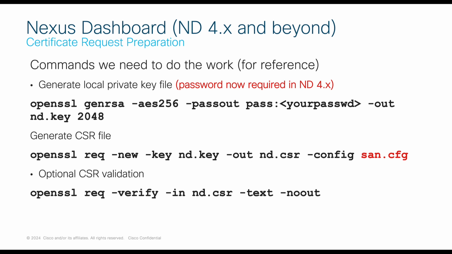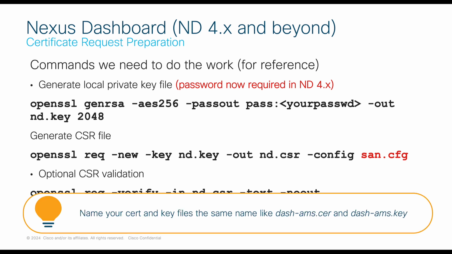So the process is almost identical, but you can see in the first step, I've added a different command structure. The only thing to point out is you will pick your own password when you generate that file. The other key thing I want to point out is that when you're ready to upload, Nexus Dashboard wants you to name your certificate and your key files with the same name. You can see I named mine dash.ams.cer and .key. So you're going to want to do the same. You can pick any name you like as long as they match.